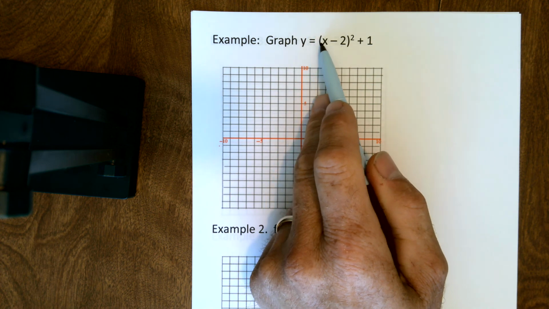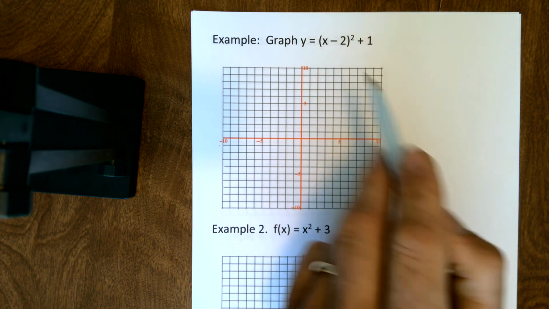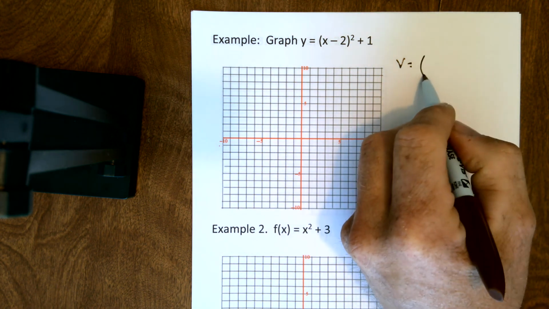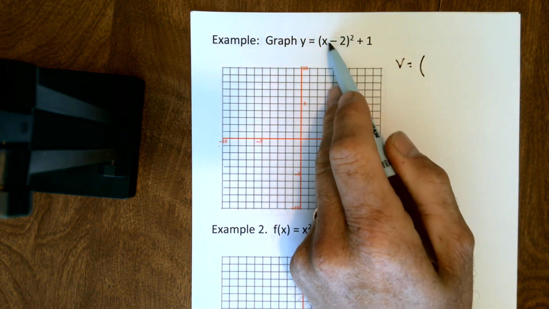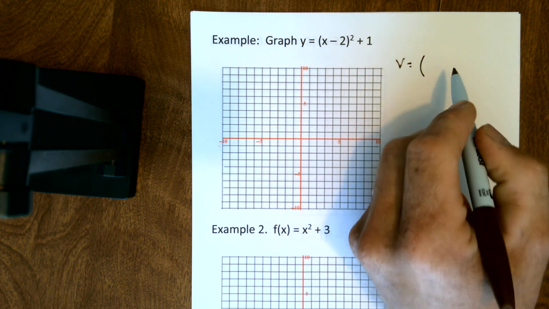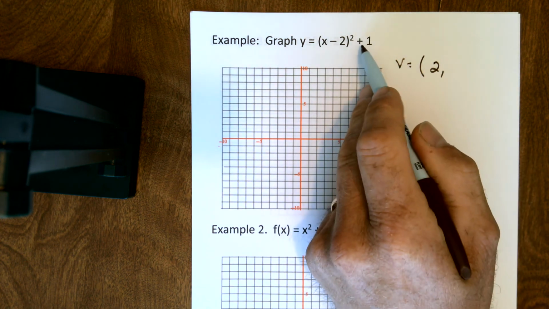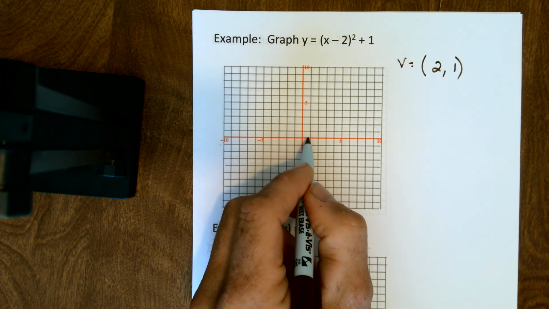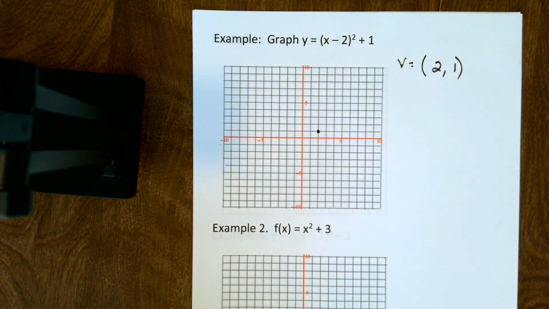I want you to graph y equals the quantity of x minus 2 squared plus 1. So the first thing we're going to do is find that vertex. Our vertex is going to be taking the opposite of what's with x. So we have a negative 2 there, and our vertex will be at 2. And then we're going to take the number that's by itself, 1. So we can go ahead and plot that point, 2, 1, on our piece of graph paper.